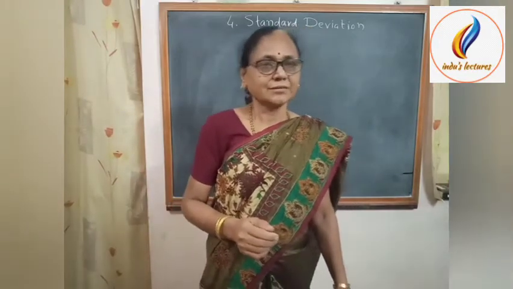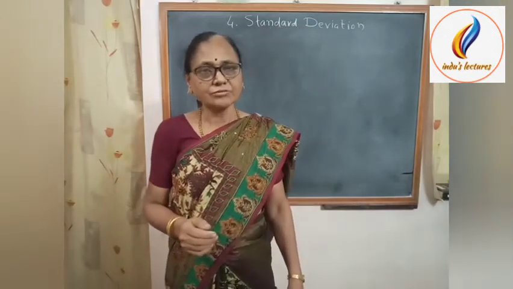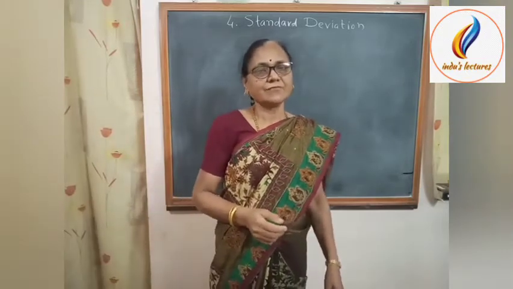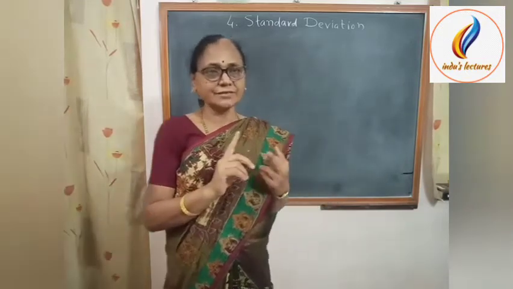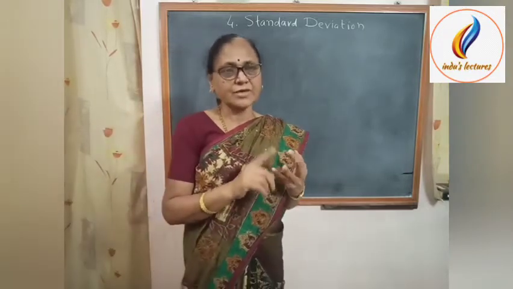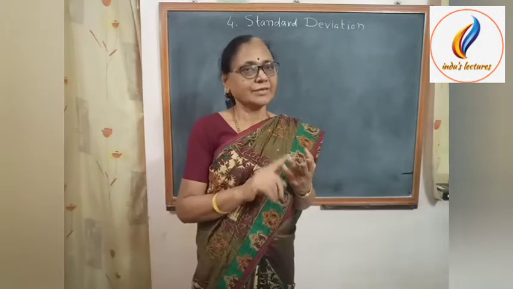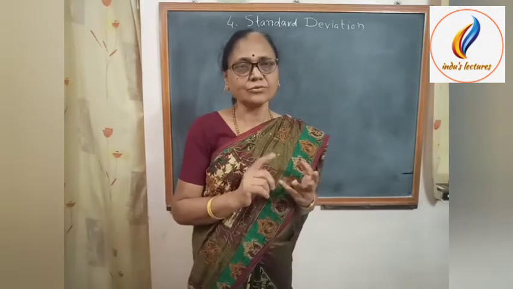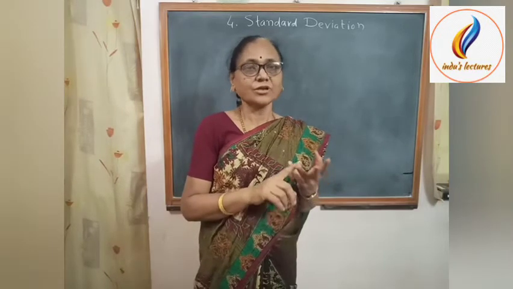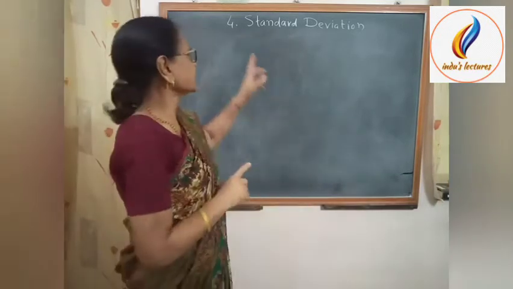In the last part we have seen the measures of variability. The first measure is range, the second is average deviation, and the third is quartile deviation. We have already discussed these three measures of variability. Now in this part we will discuss the fourth measure, which is standard deviation.